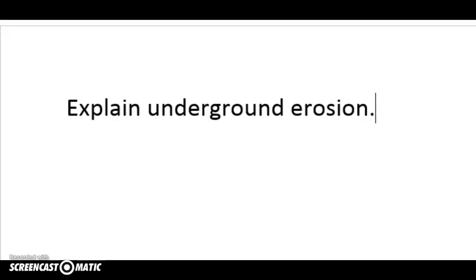Okay, now we can remember that erosion is the moving of particles of soil caused either by gravity, wind, or water. So now that we know that water is flowing underground, it's reasonable to conclude that erosion will also happen underground, which leads us to objective number 3, explain underground erosion.